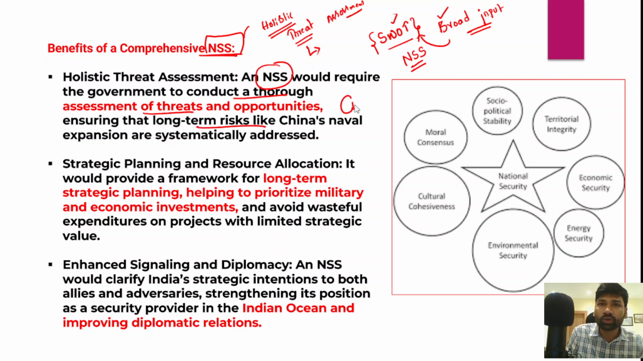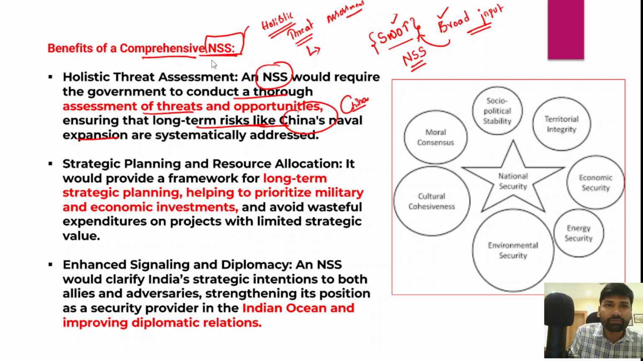For example, China, a nuclear armed state, can in future pose a major threat to India's security. So ensuring that long-term risks like China's naval expansion can be systematically addressed. Now, if you look at the Chinese aggressiveness and their assertive postures, whether at the India-China borders, at the line of control, or in the Indian Ocean, we can see the aggressiveness and assertiveness of China in recent times. And in future, China can be a major threat for India. When we have this comprehensive national security strategy, this would certainly help us deal with long-term risks like China's naval expansion in a systematic, planned manner.